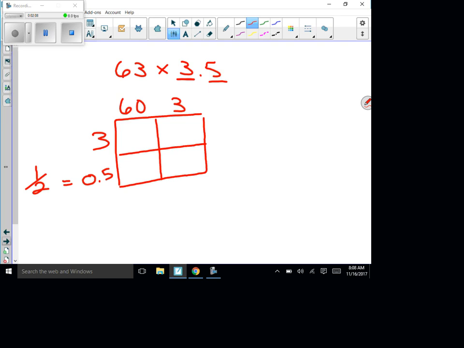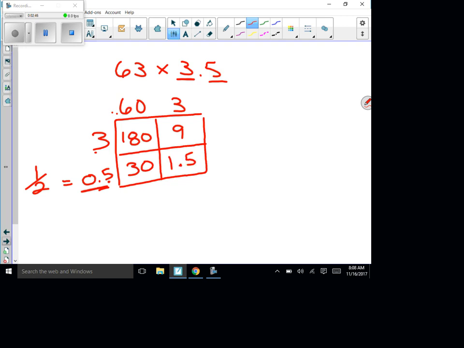So let's do the multiplication first. We have 3 times 60, which is 180. And we have 3 times 3, which is 9. Then right here we have 0.5 times 60. What I'm saying is, what's half of 60? That's 30. Or if you would have done the multiplication, 5 times 6 is 30, and then you add a 0, and then you have to move it back because there's a decimal point there. We'll talk more about that later. We have 0.5 times 3, and half of that is 1.5.